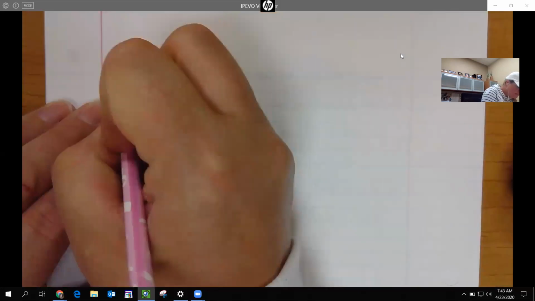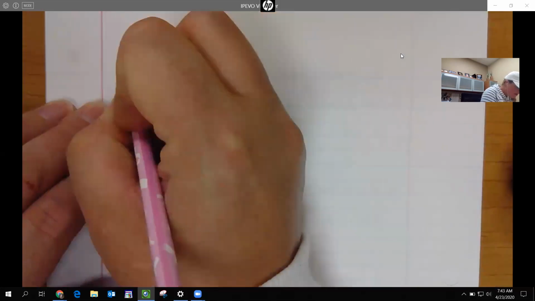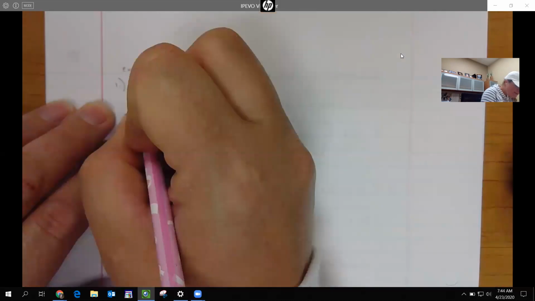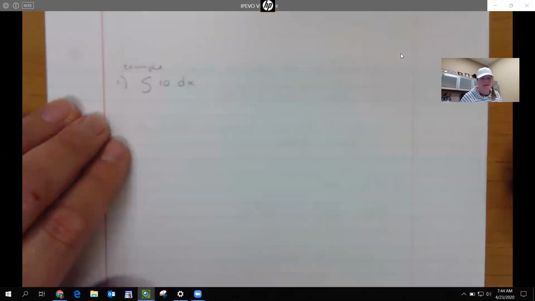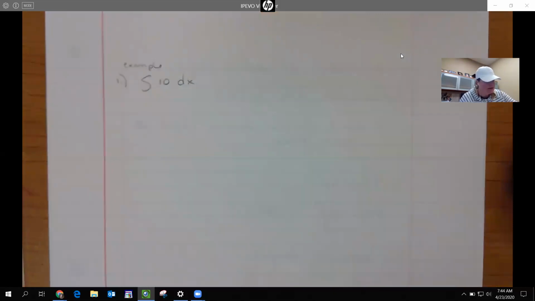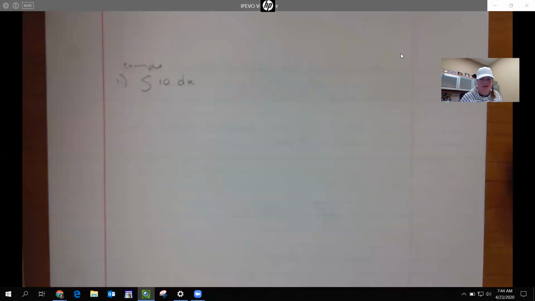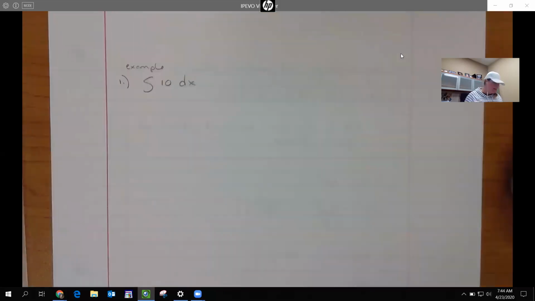All right, let me flip this paper over. So here's my first example. What if I have 10 dx? Well, that looks like an S this time. Where's that button that I found? Perfect. Looks a little blurry. I can get it to come in clear. There we go. So if we have just 10 dx, what's that going to equal?